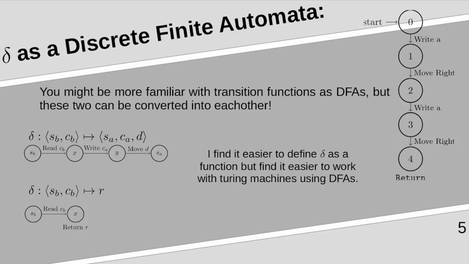Although you have multiple arrows going out of a state, multiple transitions going out of a state, it isn't non-deterministic, because only one of these arrows is definitely going to be traversed, because that's the current character under the head of the tape, if that makes any sense.